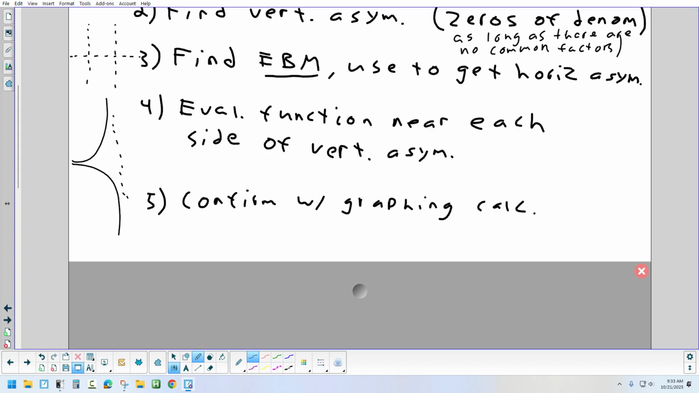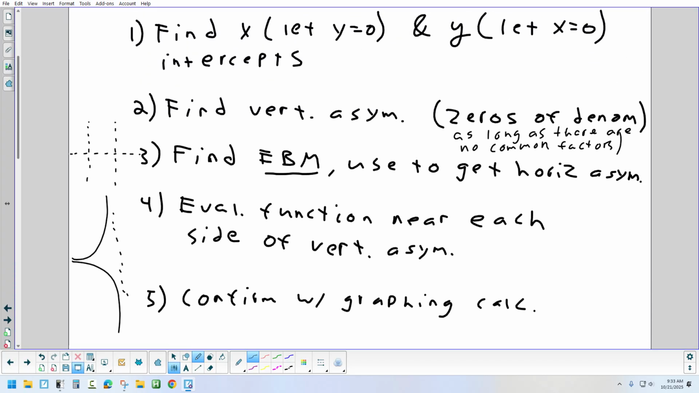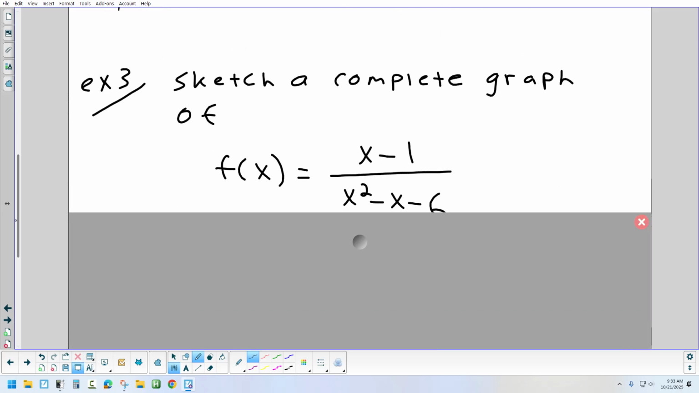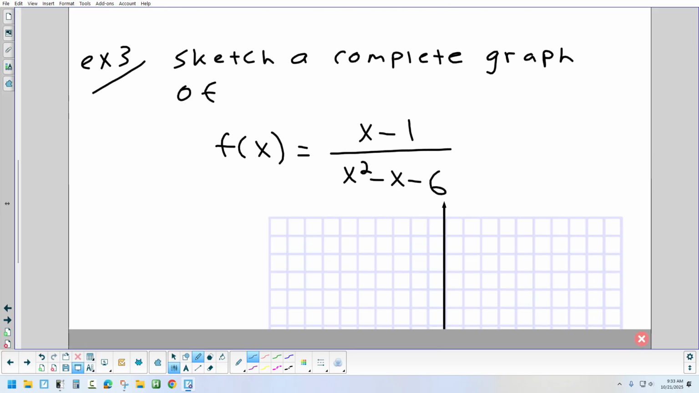Okay, so there are a few parts to sketching this. It's not as simple as sketching a parabola or a straight line, but if you follow those steps, it'll help. Does everybody have those 5 steps? Okay. So let's sketch a complete graph of that.